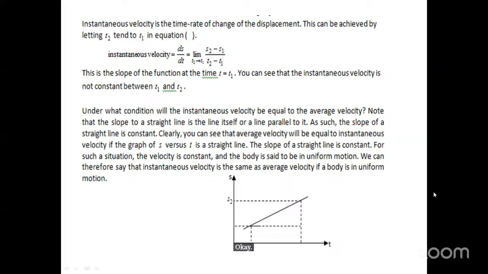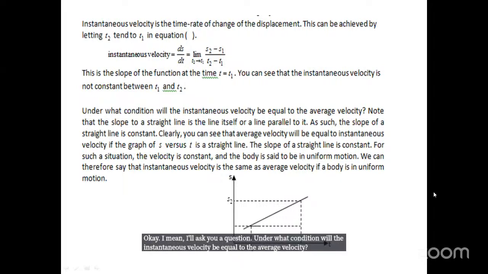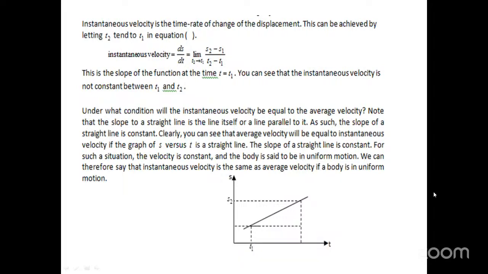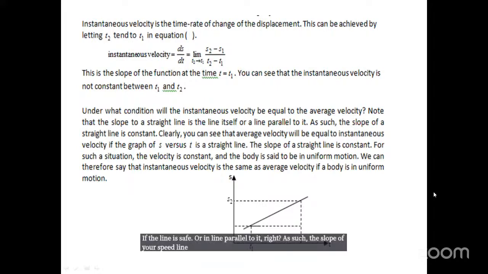So I will now ask a question. Under what condition will the instantaneous velocity be equal to the average velocity? When the acceleration is zero, sir. Yes, when there is no change, brilliant. When the acceleration is zero. Okay, the slope is the straight line, is the line itself or a line parallel to it, right? As such, the slope of a straight line is constant.